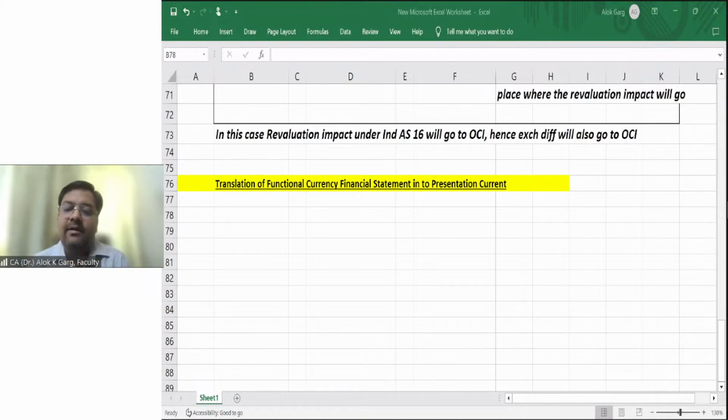Is that clear? And hence this item is not required to be retranslated on the reporting date. It is not subsequently measured at the reporting date. Okay.